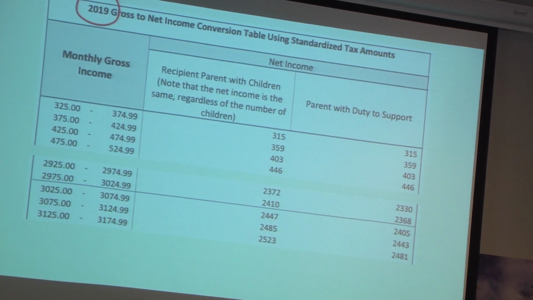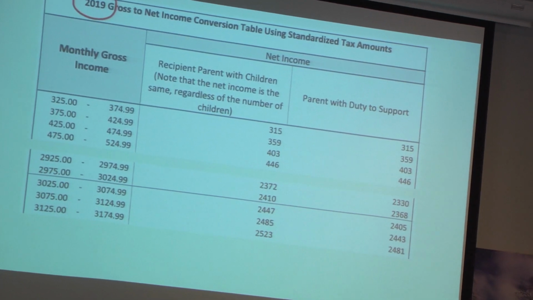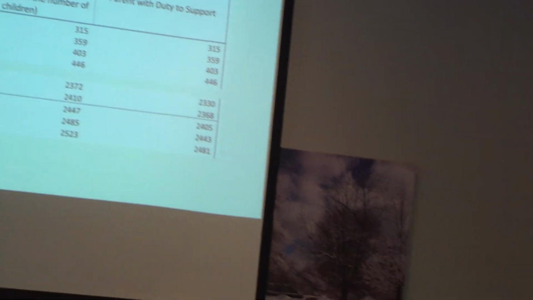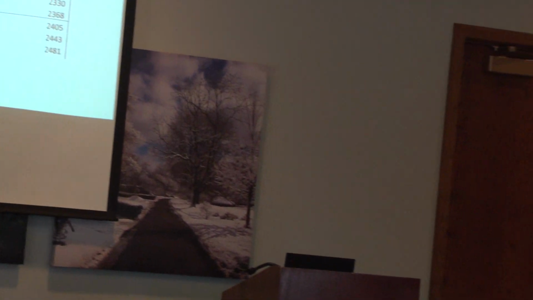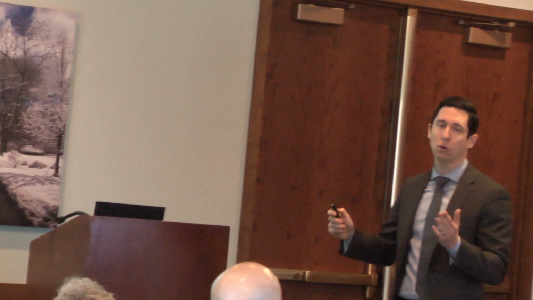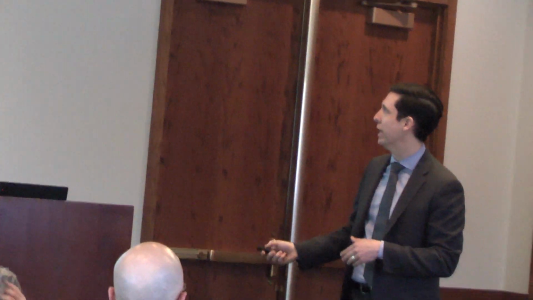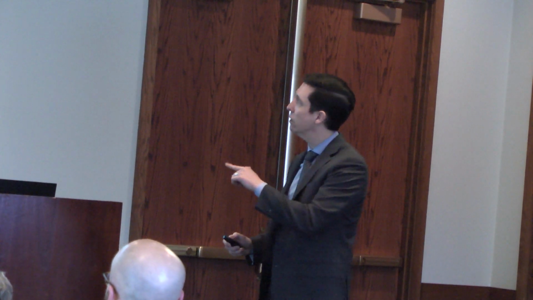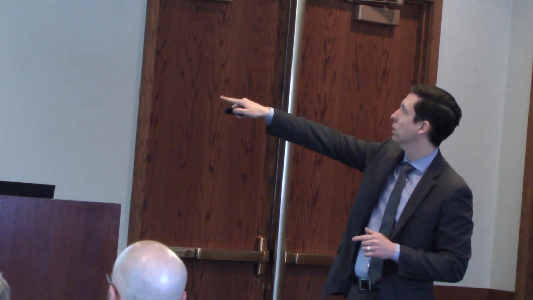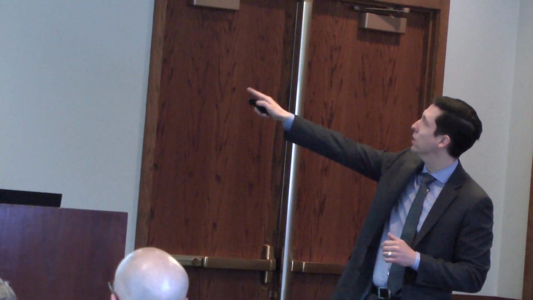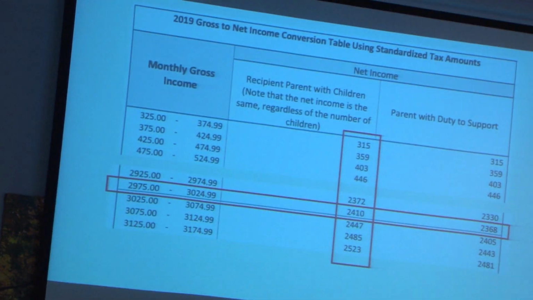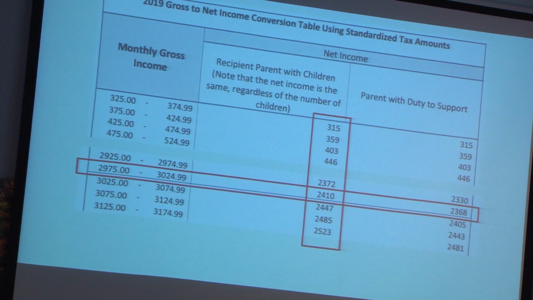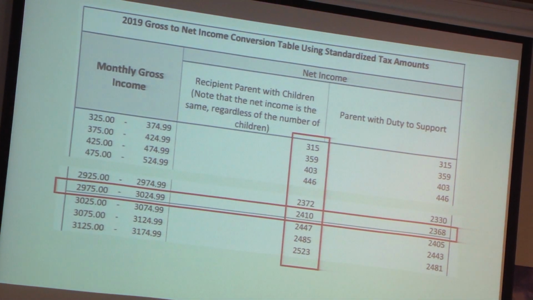The old table had a bunch of columns on it, depending on how many children you actually had. Well, we no longer do that. In this scenario, we just have two columns, one for mom, or one for the custodial parent, and one for dad. So we're going to find the person's gross income on the slide, and it's going to correspond with either the left or the right column. So on the left-hand side, we have the person who is receiving child support. And you'll notice that in this scenario, mom's taxes are slightly less than dad's, right?